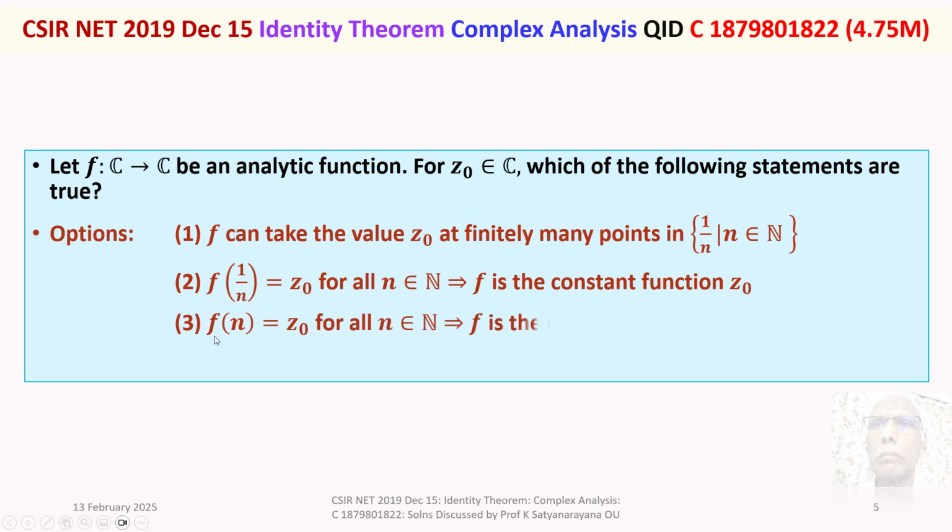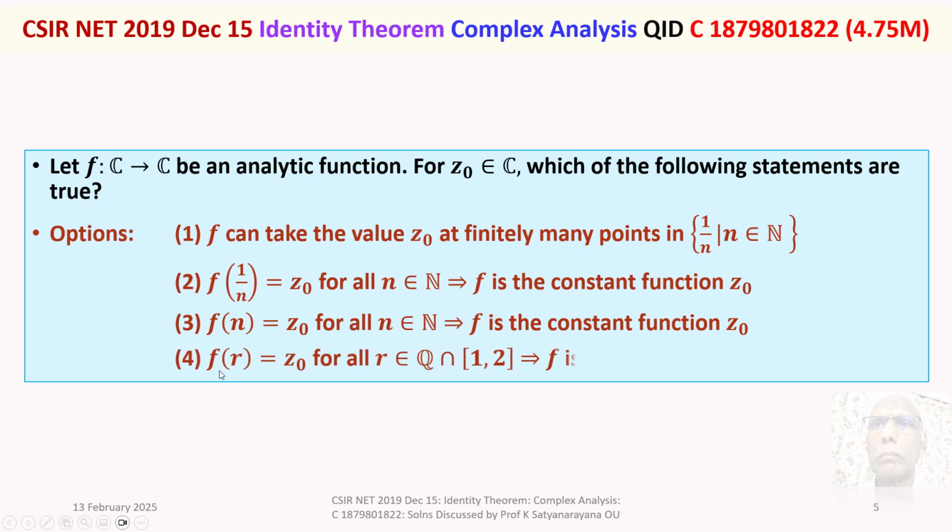Option 3, f of n is equal to z0 for all n belongs to N, implies f is the constant function z0. Option 4, f of r is equal to z0 for all r belongs to Q, the field of rational numbers, intersection closed interval 1 to 2, implies f is the constant function z0. Right.